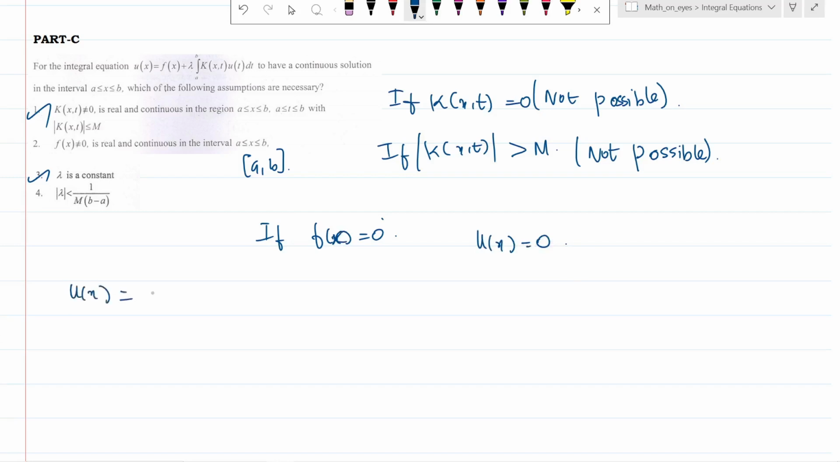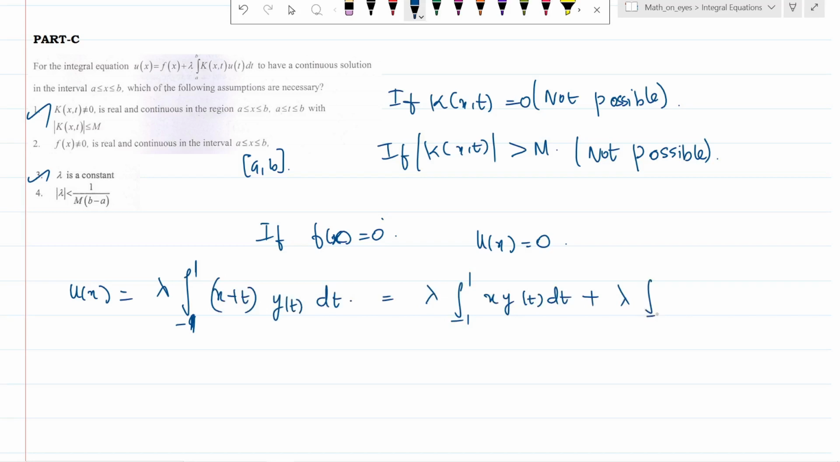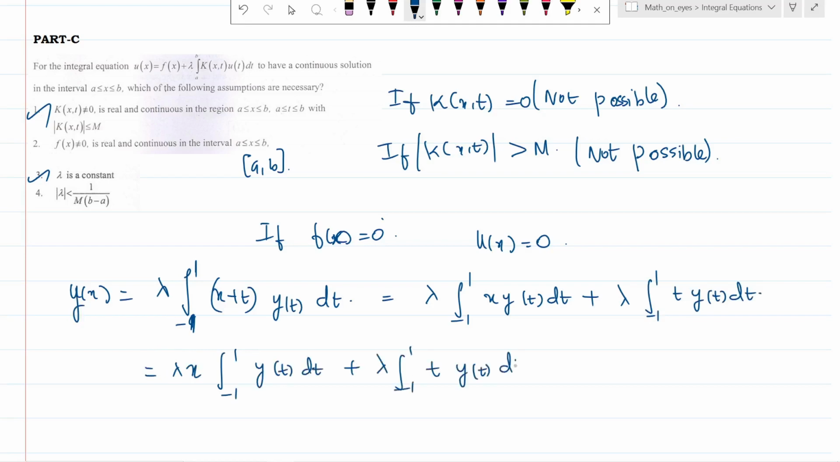U of x is equal to lambda times the integral from minus 1 to 1 of x plus t into y of t dt, and that is equal to lambda integral minus 1 to 1 x into y of t dt plus lambda integral minus 1 to 1 t into y of t dt. So I have taken u as y of x. So that is equal to lambda into x into integral minus 1 to 1 y of t dt plus lambda into integral minus 1 to 1 t into y of t dt. So this is what your y of x is.